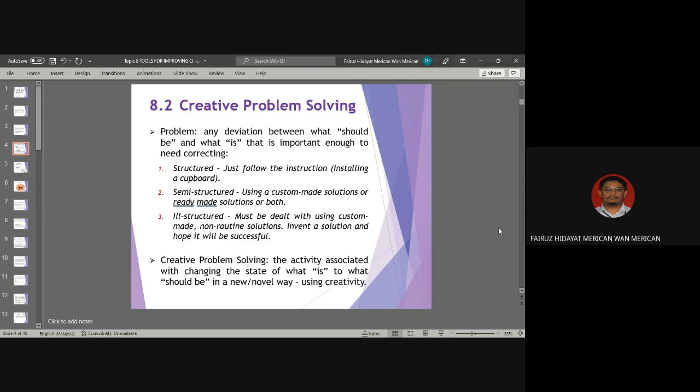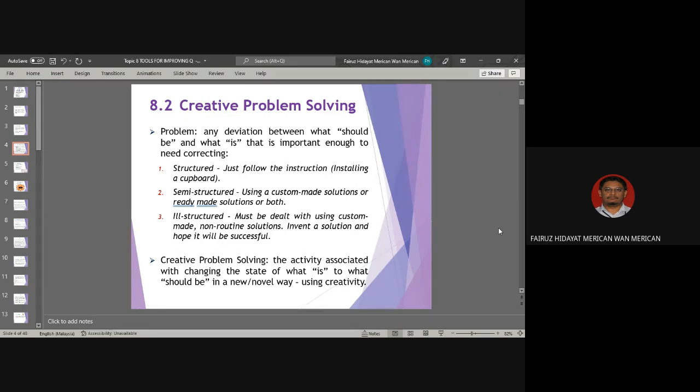So we'll start with the first one, which is creative problem solving. Of course, we have to understand what exactly a problem is. The concept of a problem: one definition is that it refers to any deviation between what should be and what is. And this deviation is important enough that it needs to be corrected or resolved. This is how we define a problem.